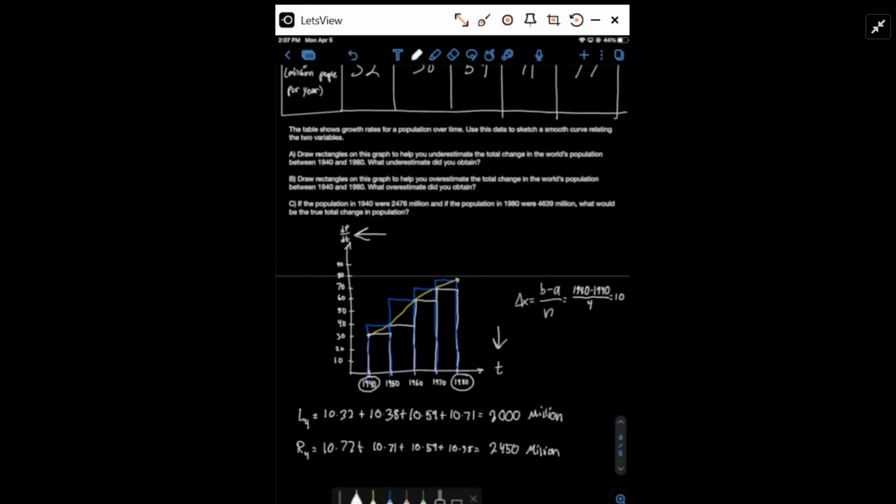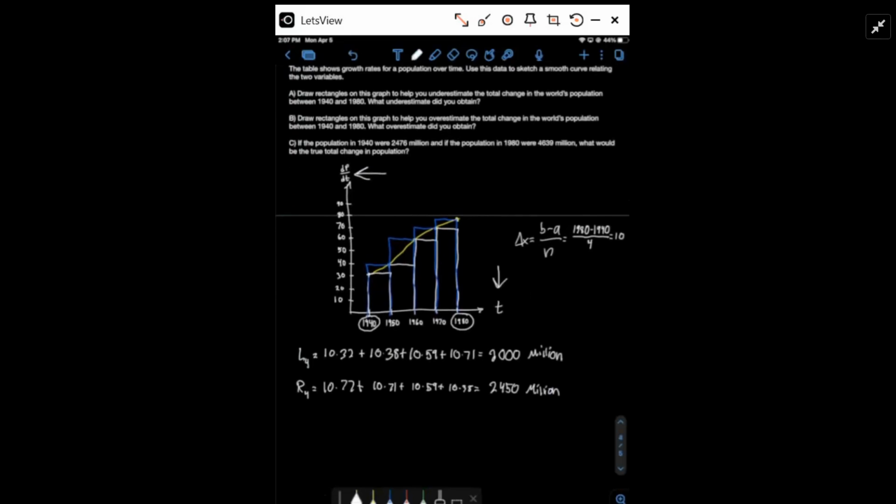Part C is to find the true change in the population, which is simply the population in 1980 minus the population in 1940, which is 4,639 minus 2,476, which equals 2,163. Which is the true change in population.